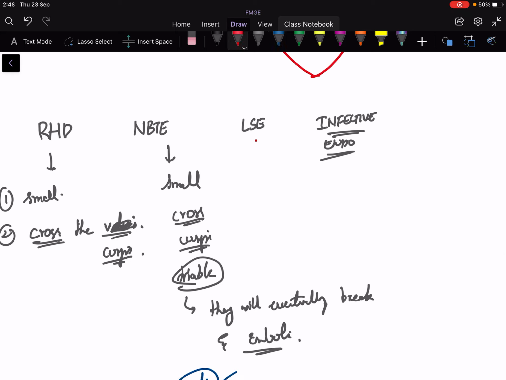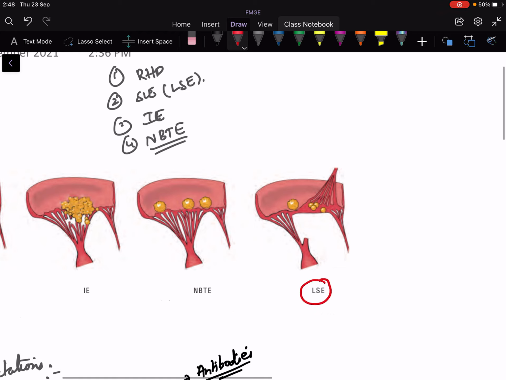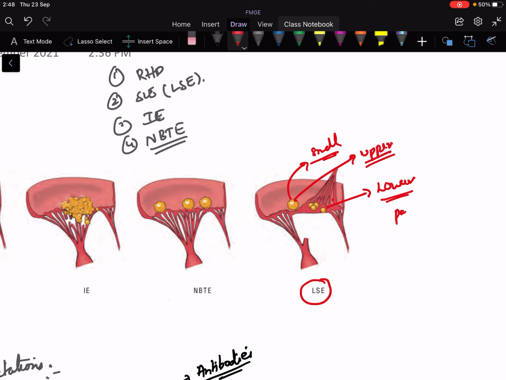Whereas in Libman-Sacks endocarditis they are medium, and they are found in the lower part. What is meant by the lower part? Let's come here. As you can see here is the Libman-Sacks endocarditis, and they are small and they are found in the lower part also. They are not only found in the upper part, they are also found on the lower part.